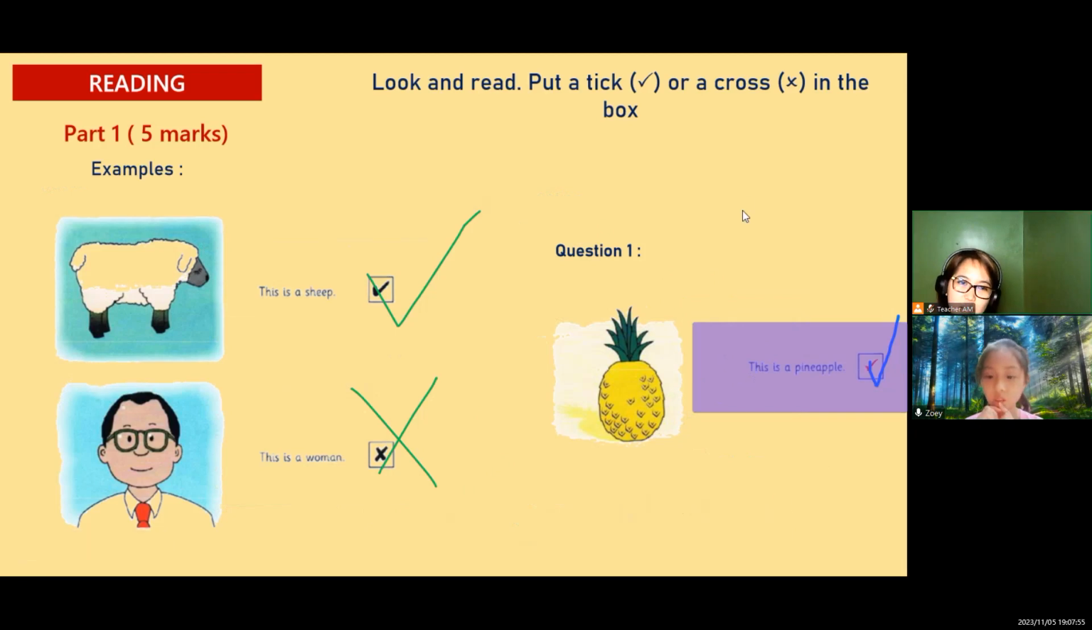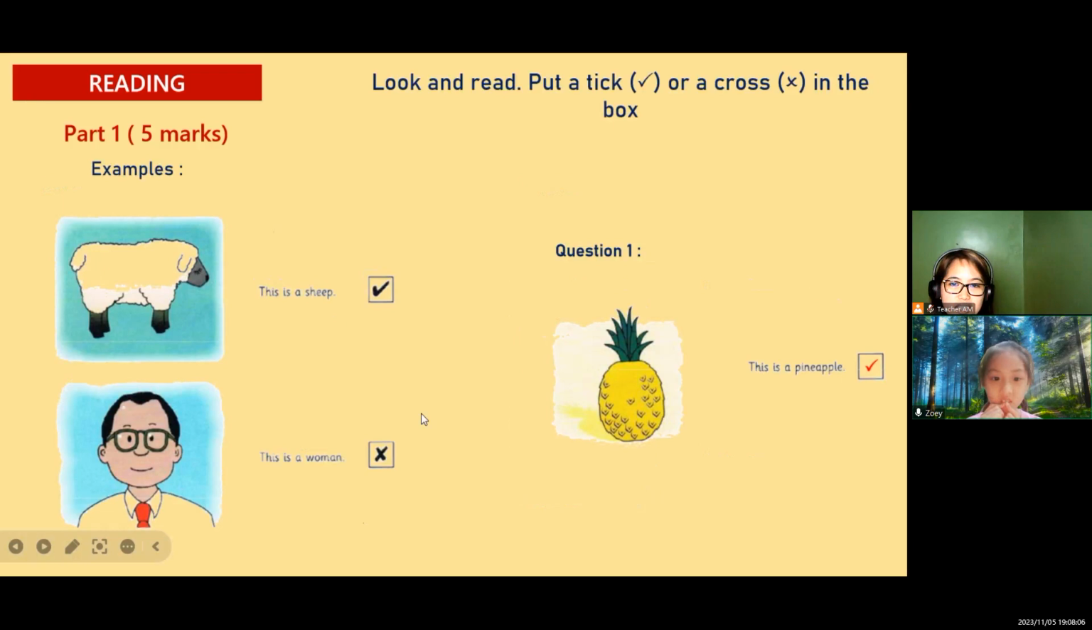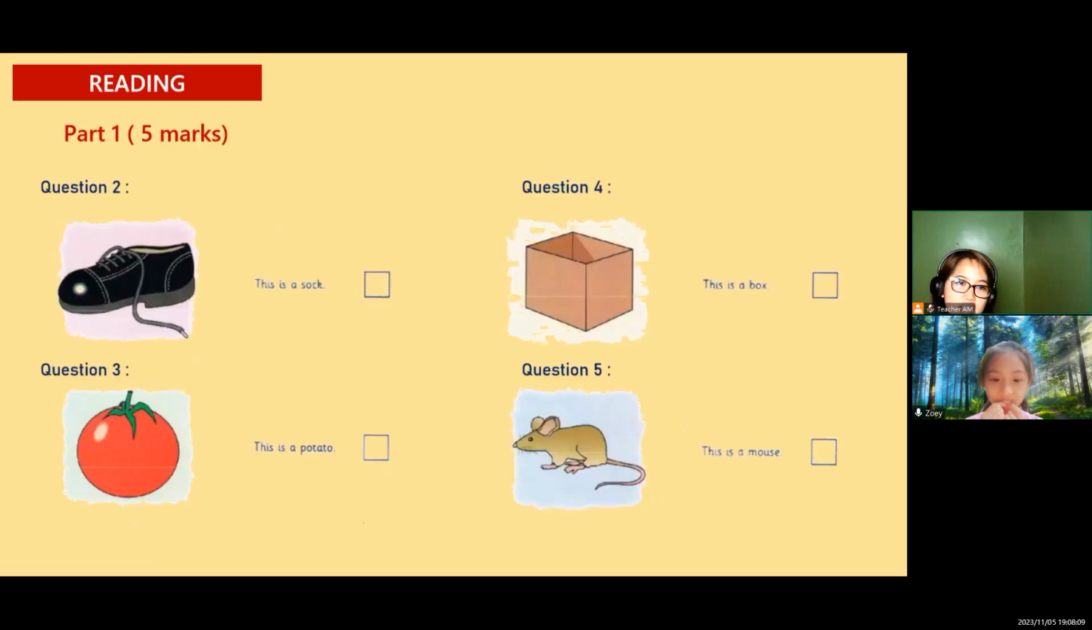Okay, so that's how you're going to do it. Now let's read. This is socks. Nice. Tick or cross? Cross. Very good. Why? What's this? This is a shoe. That's right. How about number three? Please read. This is a potato. Very good. Tick or cross?